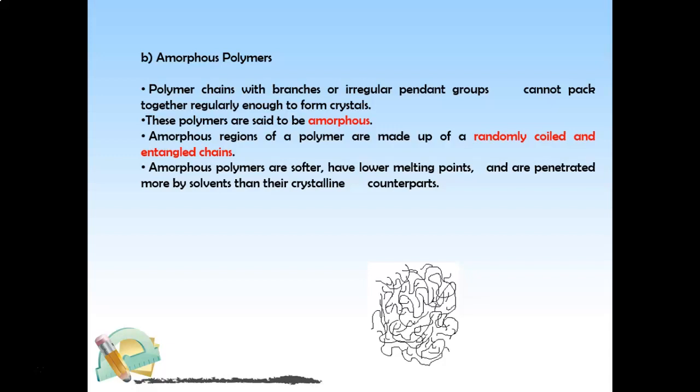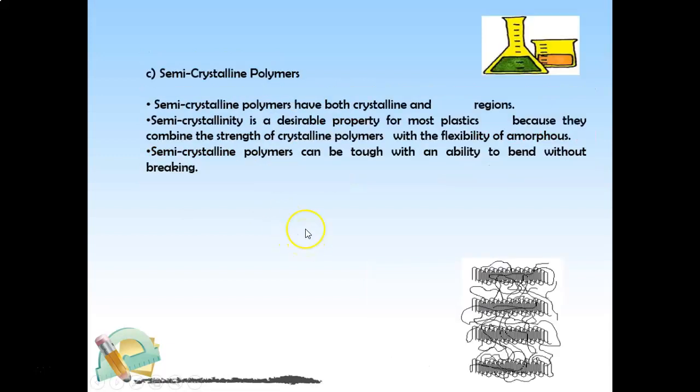Amorphous regions of a polymer are made up of randomly coiled and entangled chains. Amorphous polymers are softer, have a lower melting point, and are penetrated more by solvent than their crystalline counterparts. So an amorphous polymer is easily soluble in solvent. A semi-crystalline polymer has both crystalline and amorphous regions. This one is the amorphous region.